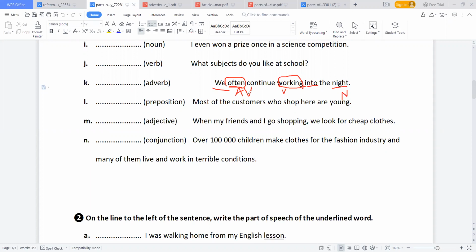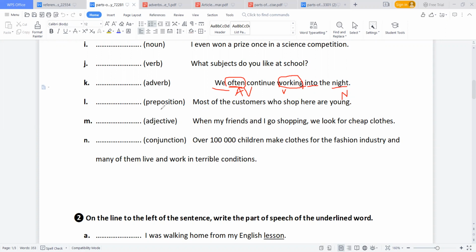We are not having "when" over here. For looking at the adverbs, you have to look at the verbs first. In this sentence, what is the verb? Working only. So, is night the word that is describing the working, or is often the word that is describing the working? Okay. Next.